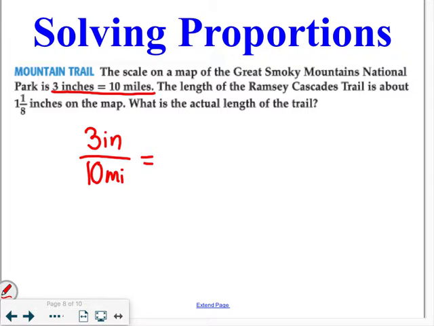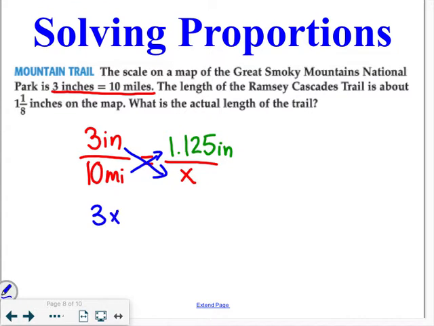The other piece of information they give us is that the trail that we're looking at is 1 1/8 inch. Because inches are on top of our first ratio, we're going to want to put inches on top of our second ratio. We are looking for the value in real life. We don't know how many miles that is, so we're going to turn that into x. I'm going to go ahead and convert this into a decimal to make it a little bit easier for us to work with. So it's 1.125 inches. Then you're going to use that cross product property to solve.